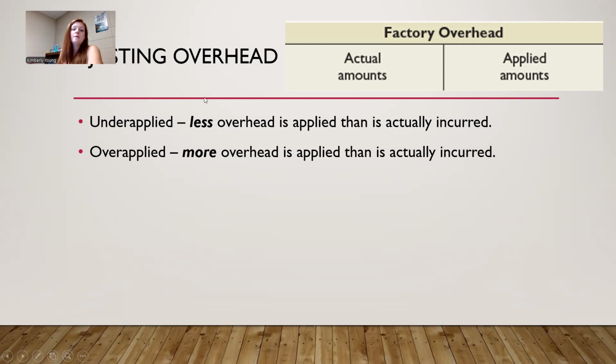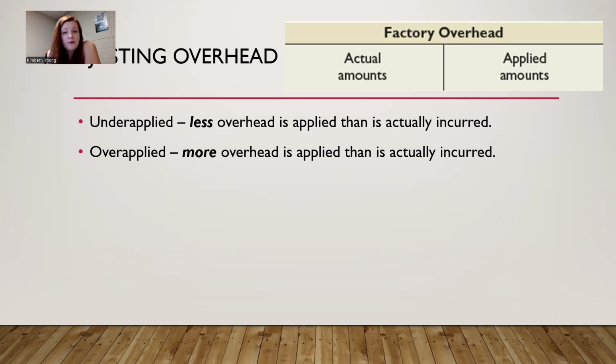If our actuals are more than our applied amount, we will consider it underapplied. We did not apply enough. We did not estimate enough. So then we underapplied it. We didn't charge enough to cost of goods sold. We did not charge enough to the customer, perhaps. Maybe we just showed too much profit. But oh man, it was actually $200 more for this period for overhead than what we expected.